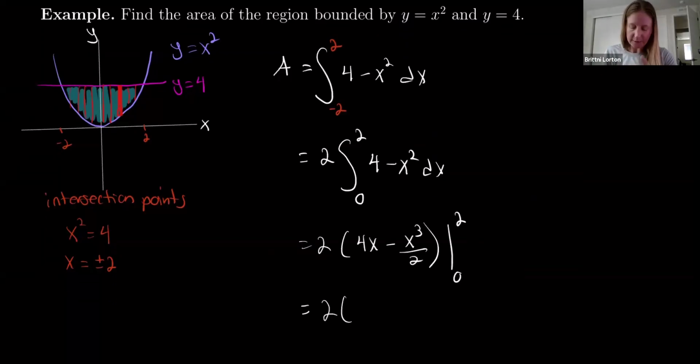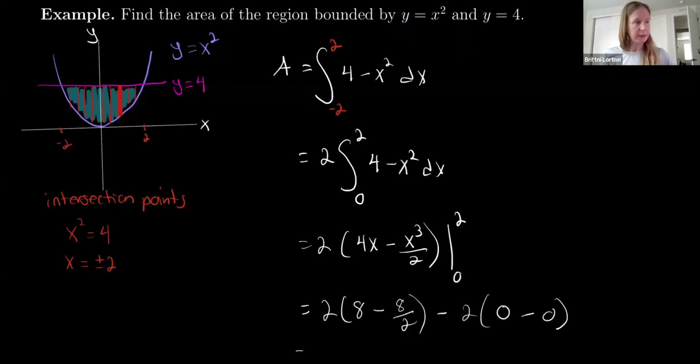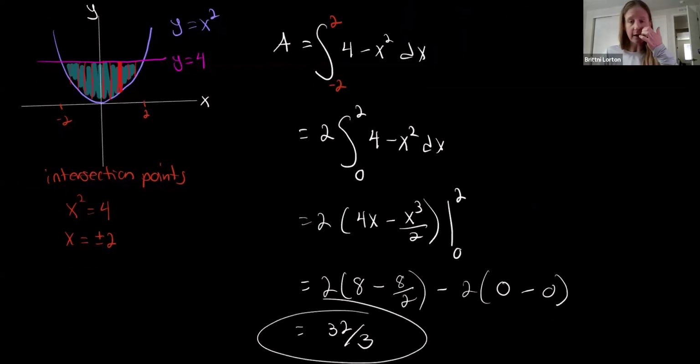So 2 times, if I plugged in 2, 4 times 2 is 8, 2 cubed is 8, and then minus 2 times 4 times 0 minus 0 cubed. So not too bad. And I ended up with 32 thirds. Again, let's leave that as an exact answer, not a decimal approximation. Ta-da. And we could write down units squared to help us realize that we found an area. If that were a volume, that would be units cubed and so on.